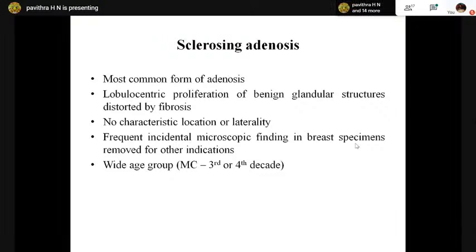So ductules are smaller, somewhat irregular, and I'll show you the picture of this. They have an associated risk of developing subsequent cancer, which is around 1.5 to 2 times, like for the other proliferative benign breast lesions. I can show this with the pictures.